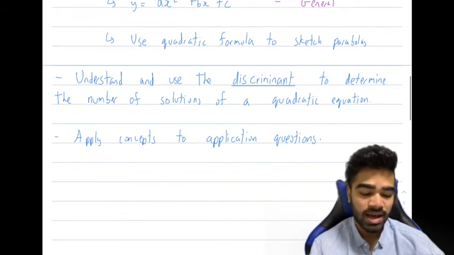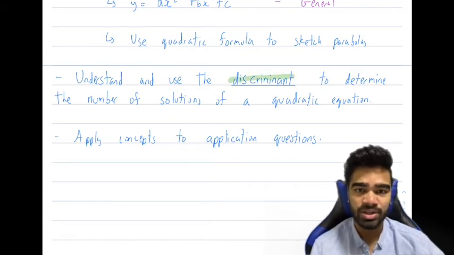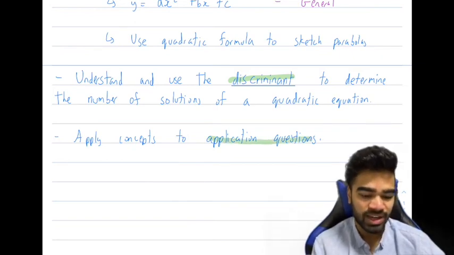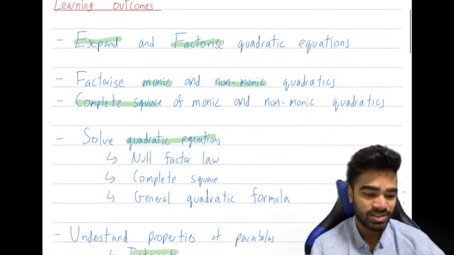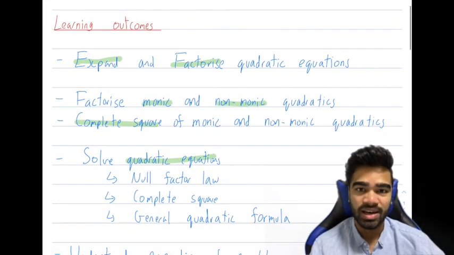And lastly, kind of the last end of the topic is that firstly, you need to know what the discriminant is and how you can use it to determine the number of x-intercepts or the number of solutions. Then use that knowledge to do some application questions. So everyone's favorite, worded problems. Okay, so guys, these are all the things that you need to know by the end of this chapter.